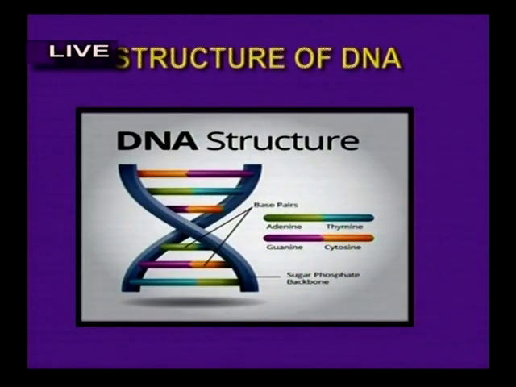See, friends, here is the structure of DNA. Here we can see that DNA has a double helix structure. This is the double helix structure, and it has base pairs. These are the base pairs, friends. The base pairs are adenine, thymine, guanine and cytosine. Adenine always pairs with thymine and guanine always pairs with cytosine.